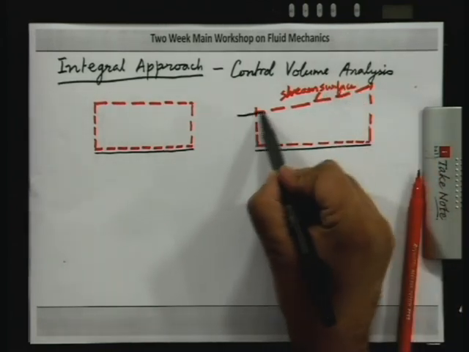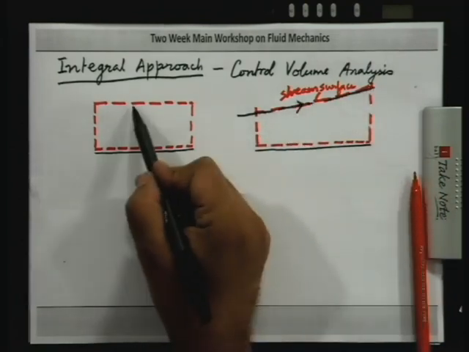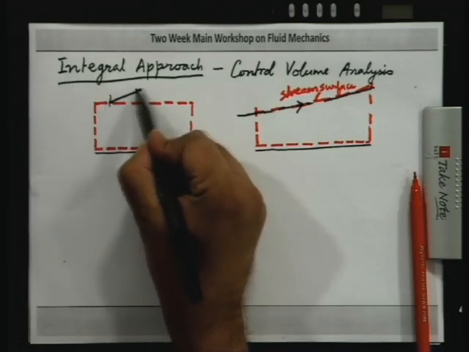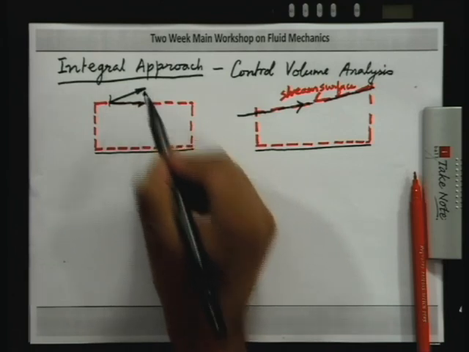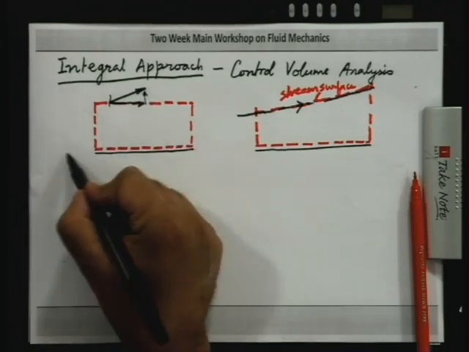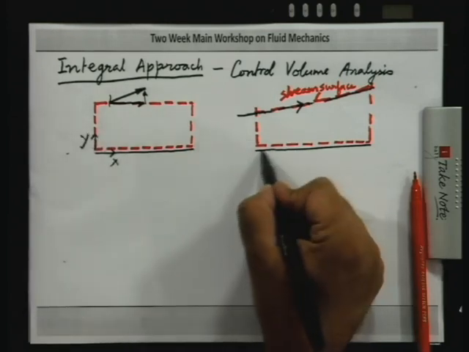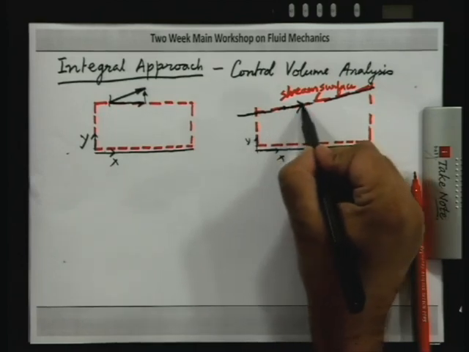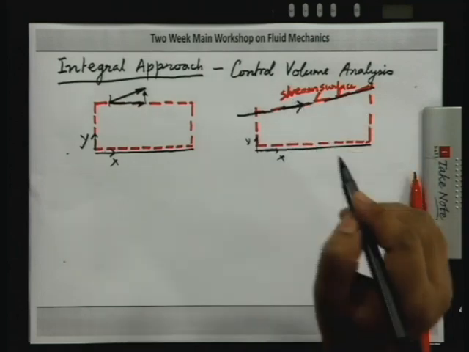So, this surface we are going to say will coincide with the streamline, whereas this may not. So, you may have a velocity vector here which has an x component as well as a y component, if this is x and this is y. Here the velocity vector is tangent to this surface. So, there is no mass flux across this surface.